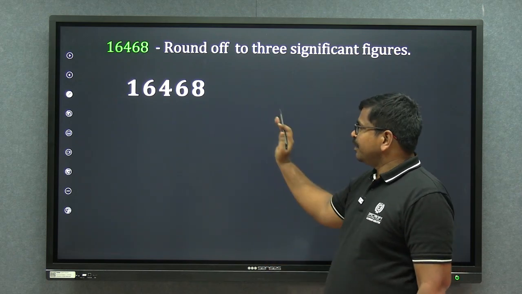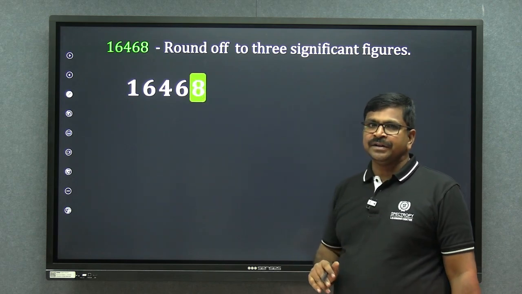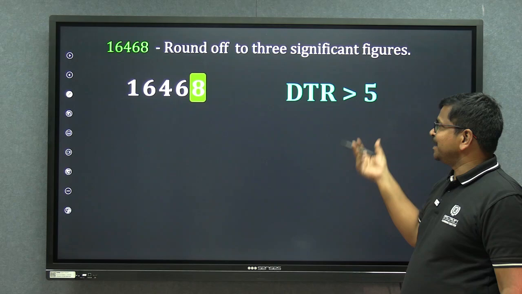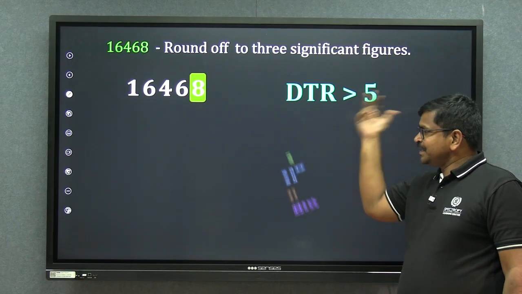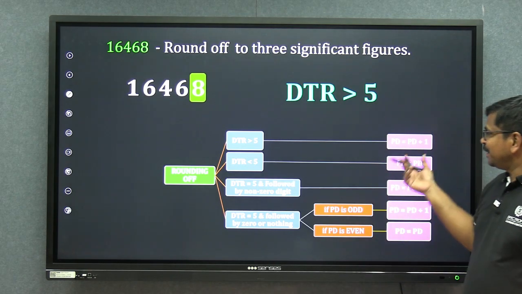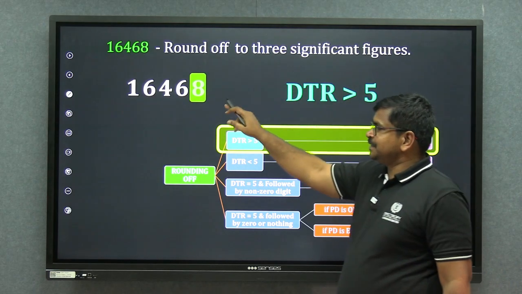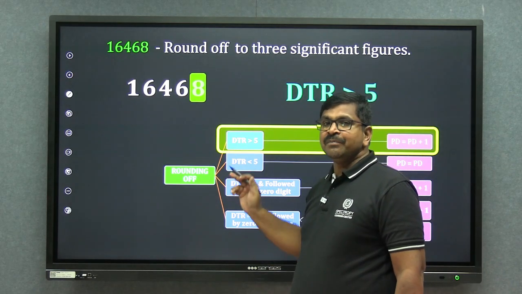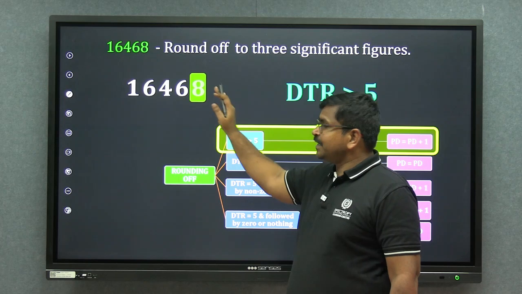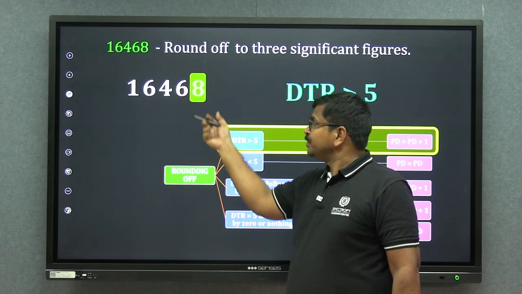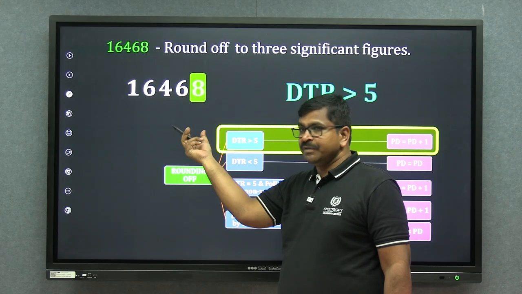Okay, now here what is 8? DTR. And how is the DTR? Greater than 5. When DTR is greater than 5, what is the rule? PD equals PD plus 1. So what is PD here? 6. So 6 will become 7. As it is not a non-decimal digit, it must be replaced by 0. So now 68 will become 70.